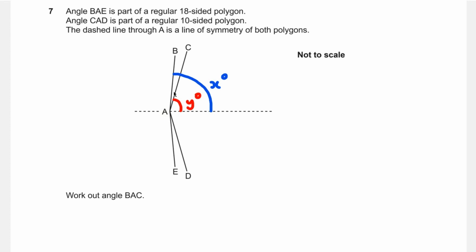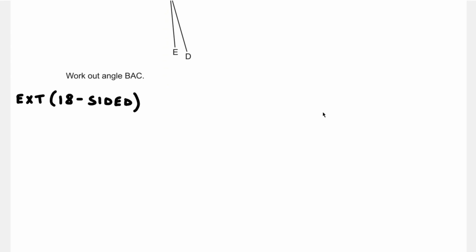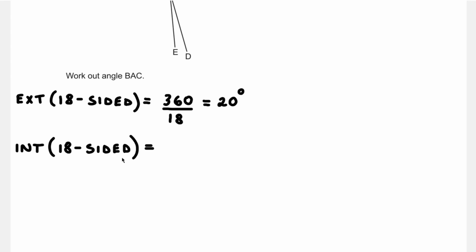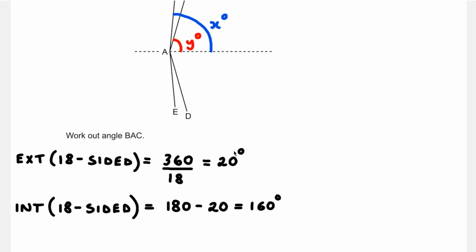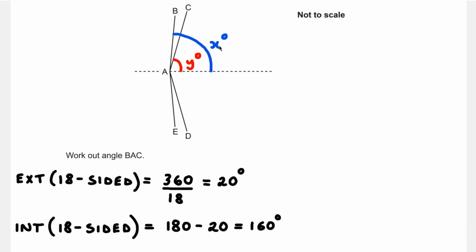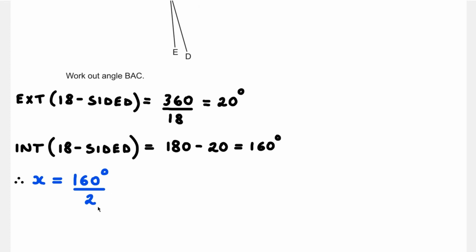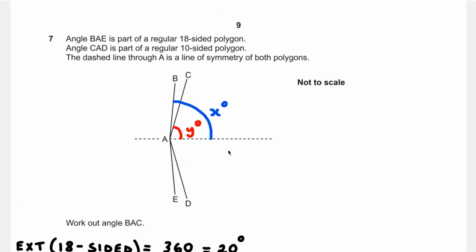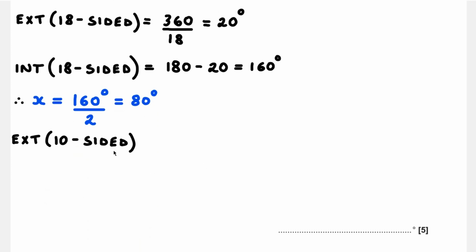So what we can do is find out the interior angle of the 10-sided shape and the interior angle of the 18-sided shape. So the exterior angle of the 18-sided shape is going to equal 360 over 18, which is 20 degrees. So the interior angle of the 18-sided shape is 180 subtract 20, which is 160 degrees. So to work out the angle X, I need to do 160 divided by 2, which is 80, and that's because of symmetry.